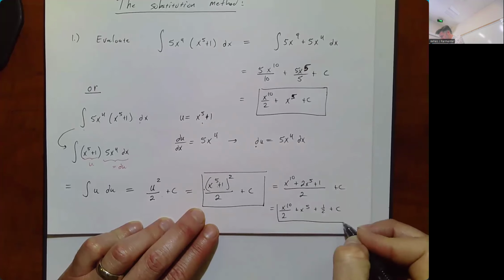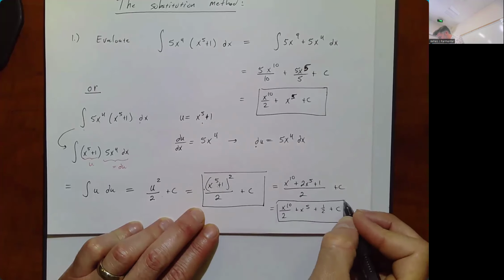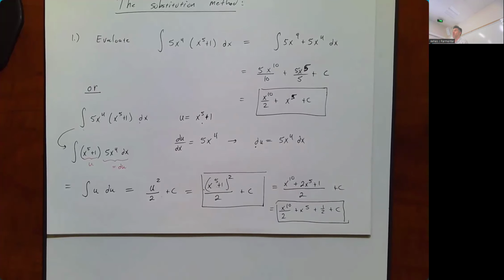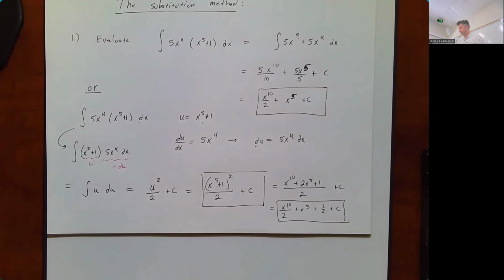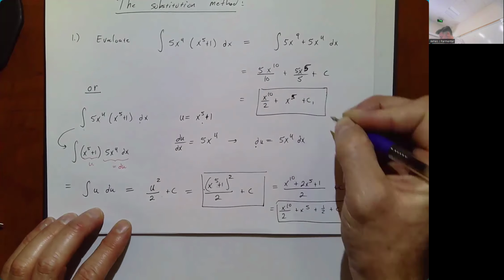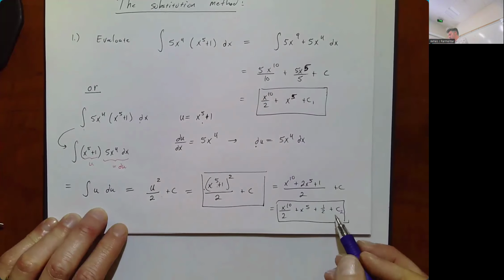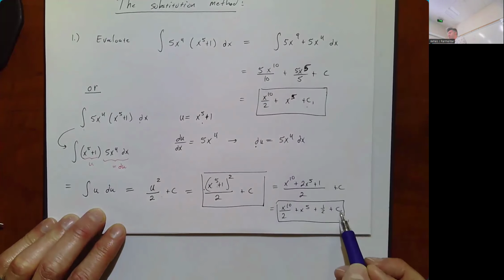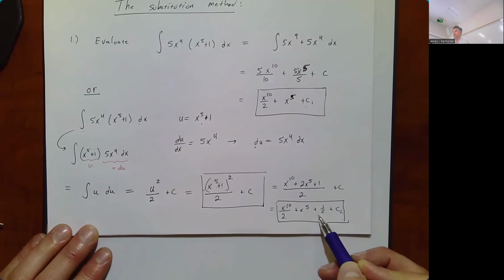So now let me ask again. Are these answers exactly the same? No, they're not. Are they the same enough? Yes, they are. As long as your antiderivatives differ by at most a constant, we're good to go. And technically, if you really want to be nitpicky about it, you could call this constant C1 and this constant C2, and then you can say that C1 is equal to C2 plus 1/2, and then they're actually the same.